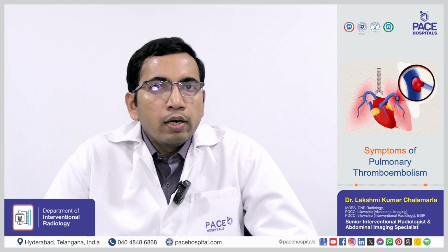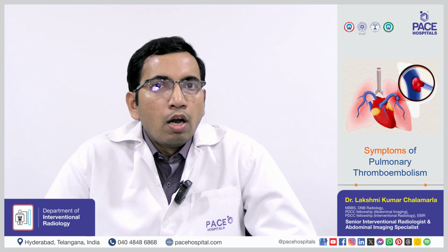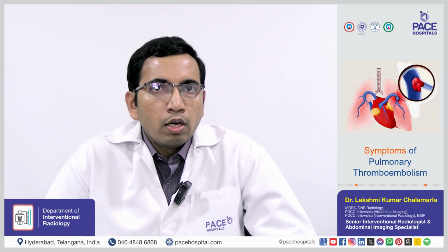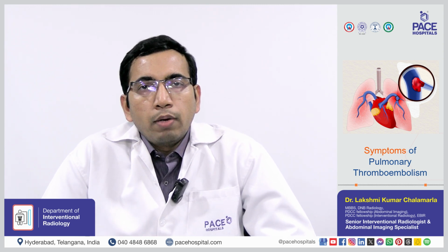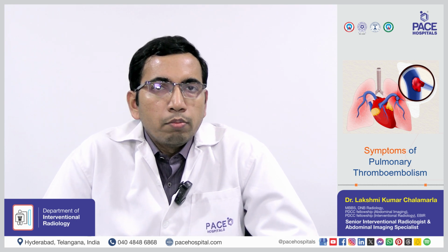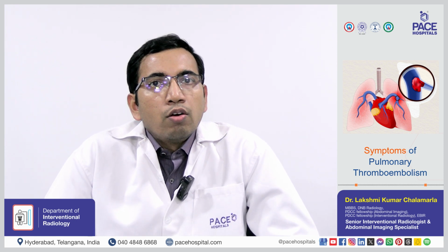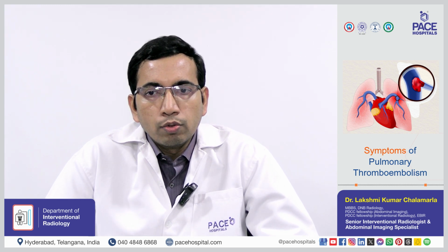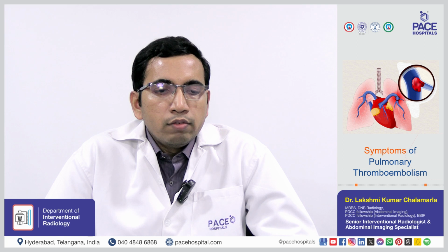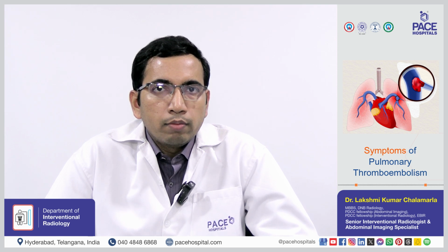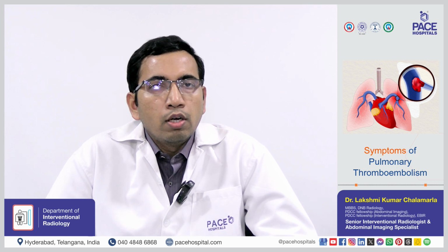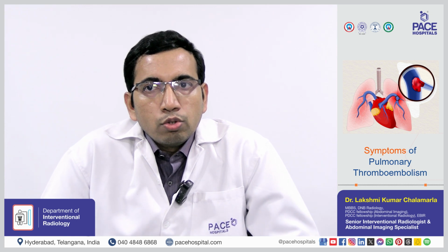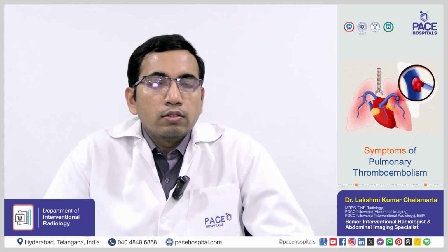This oxygenated blood goes into the pulmonary veins, and these veins drain into the left heart. The pulmonary veins are the only veins in our body which carry oxygenated blood. All others carry deoxygenated blood. This oxygenated blood received by the left heart from the pulmonary veins goes into the rest of our body. So that is the importance of our lung circulation.